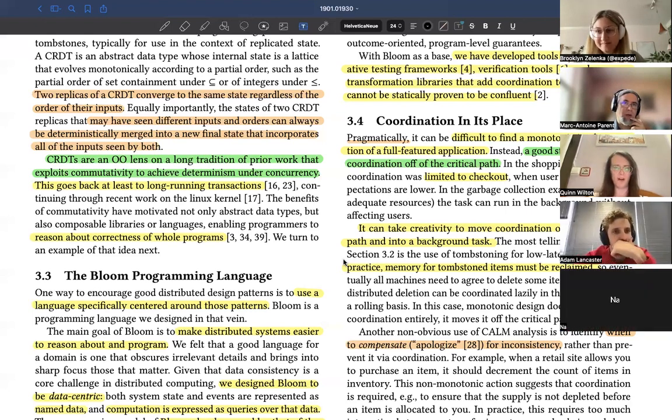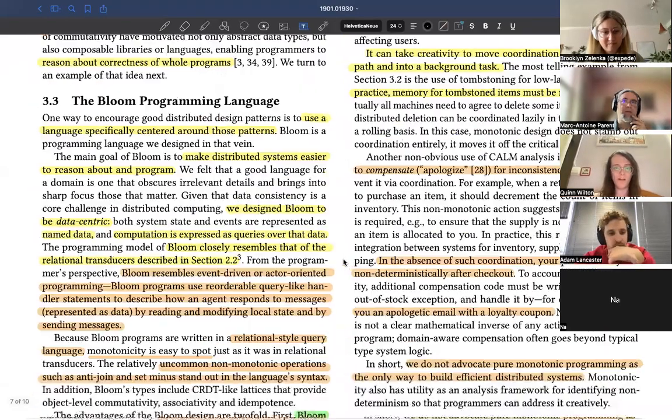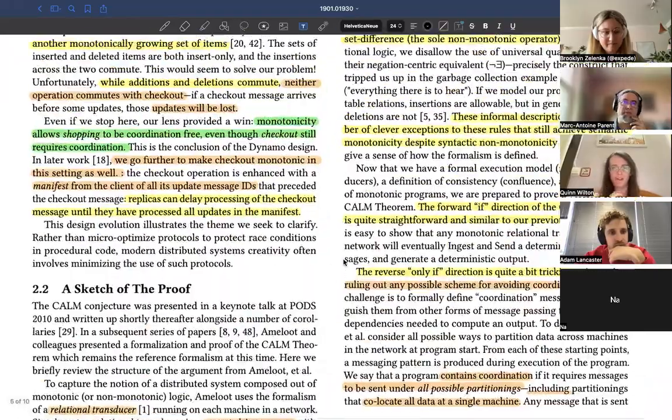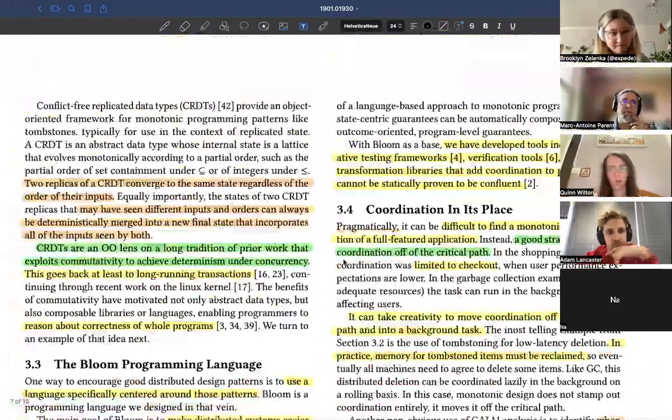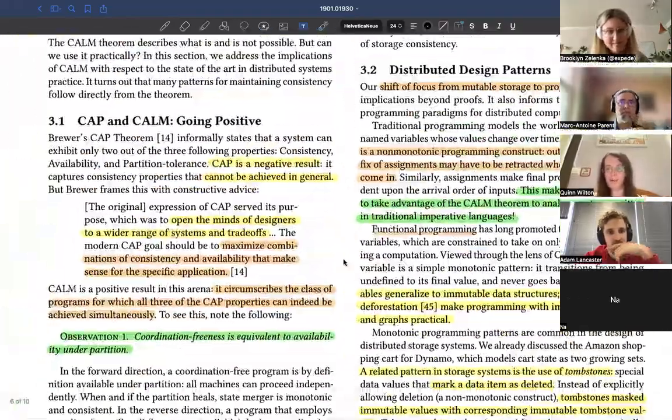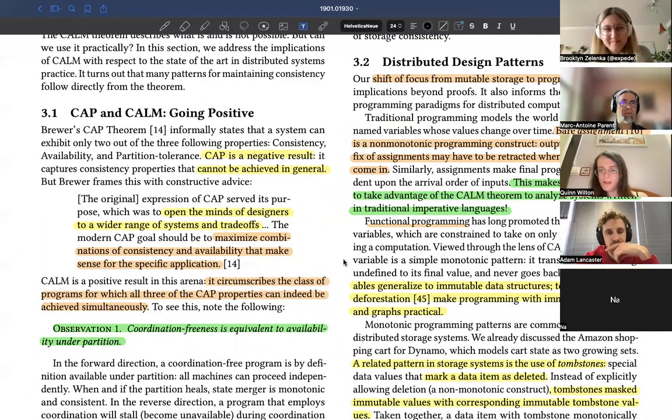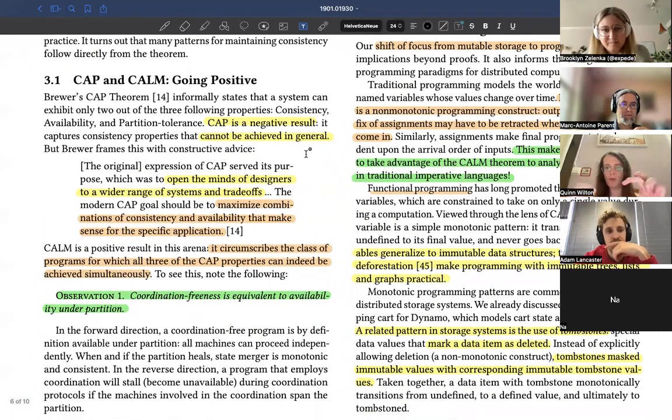For me, my favorite quote actually appeared at the bottom left of page 5 in section 3.1. And there's kind of two pieces there. First, the second half of Brewer's quote from the CAP theorem. Actually, I'll wait till you have it open. Yeah, so in that quoted block there, you have it highlighted in orange, but the modern CAP goal should be to maximize combinations of consistency and availability that make sense for a specific application.